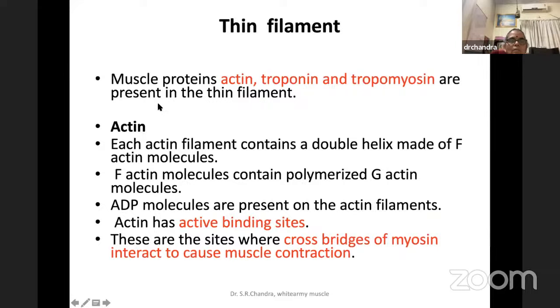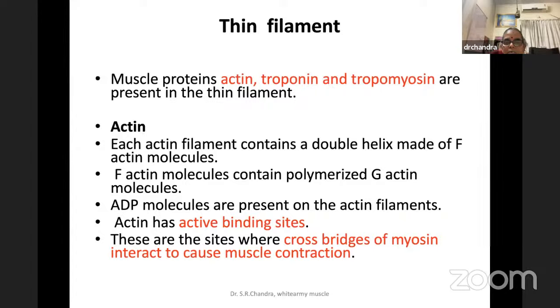Then we see actin, troponin, and tropomyosin. This is present in the isotropic part of the skeletal muscle. Actin filaments contain a double helix made of actin molecules. The actin molecules contain polymerized G actin molecules, and ADP, that is adenosine diphosphate, is present in the actin filaments for energy. And actin has active binding sites.